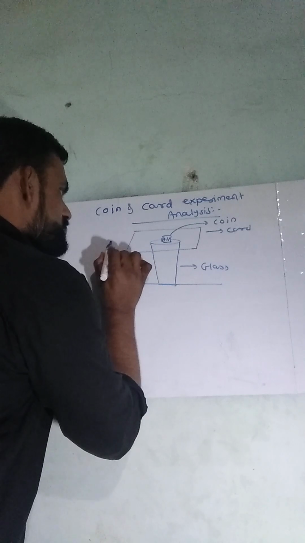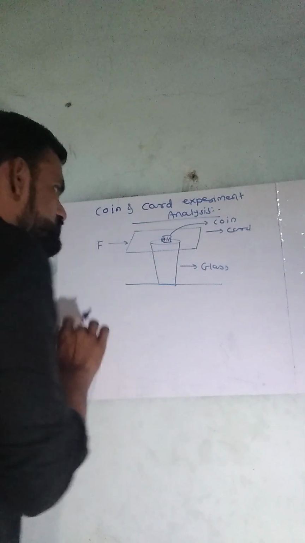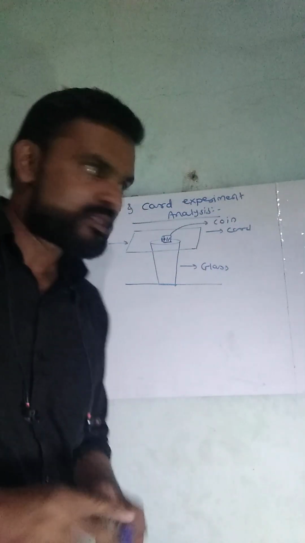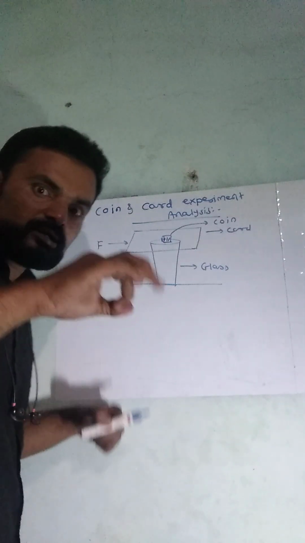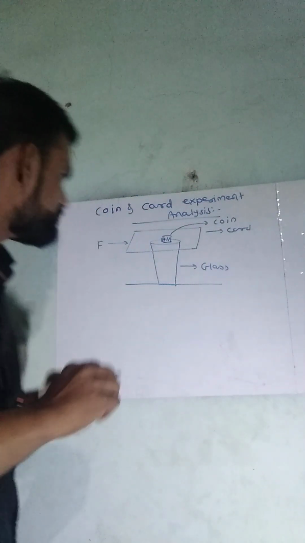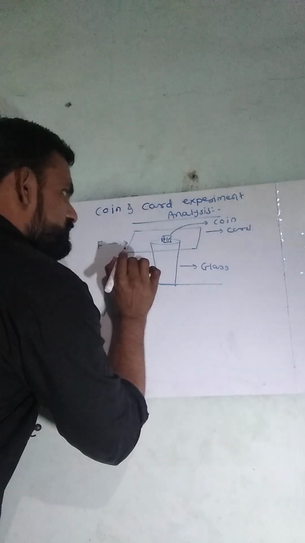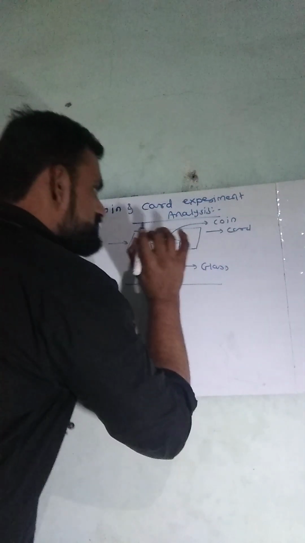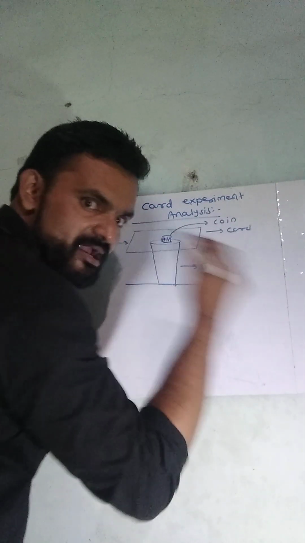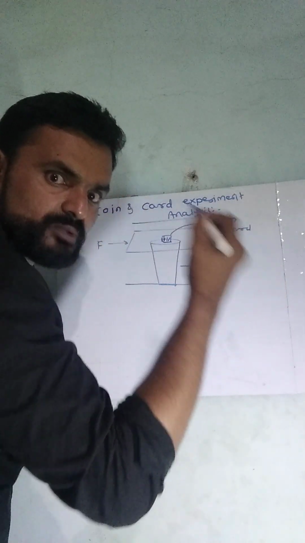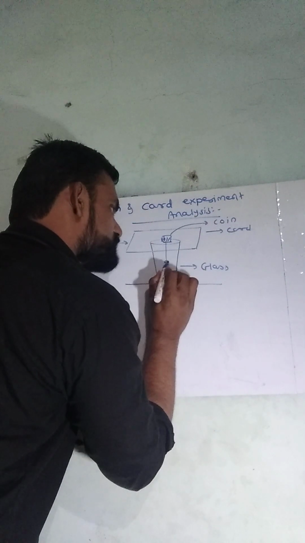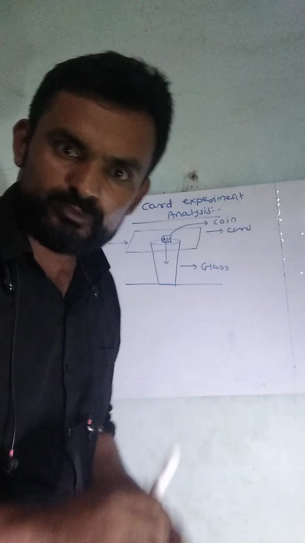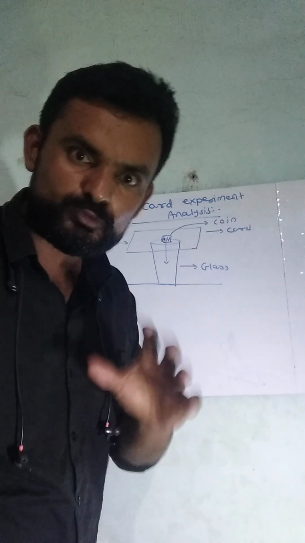Okay, so we apply a force, we push this particular card like this. Okay, so when we push, we give it a push like this. Okay, so when we push this particular card with a finger, we find experimentally that the coin falls into this particular glass. So why is this happening? That we are going to analyze by using Newton's laws of motion.